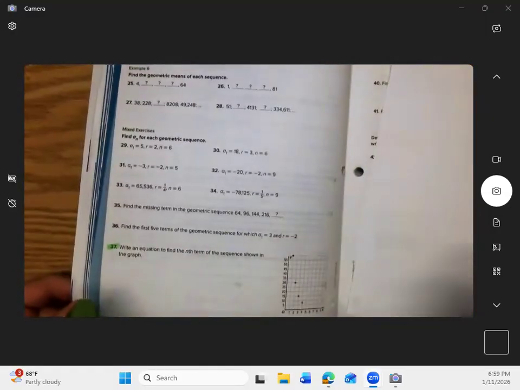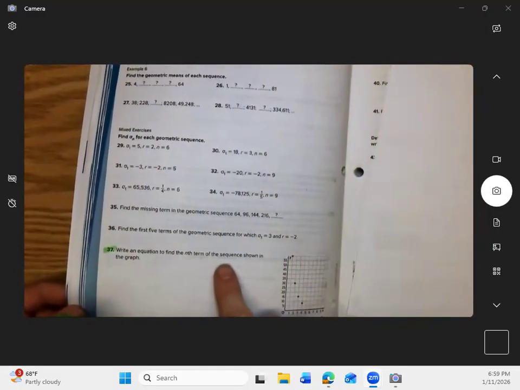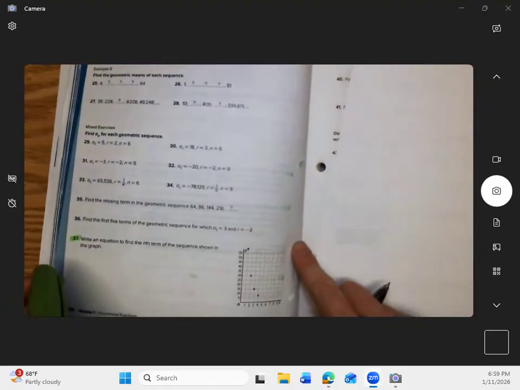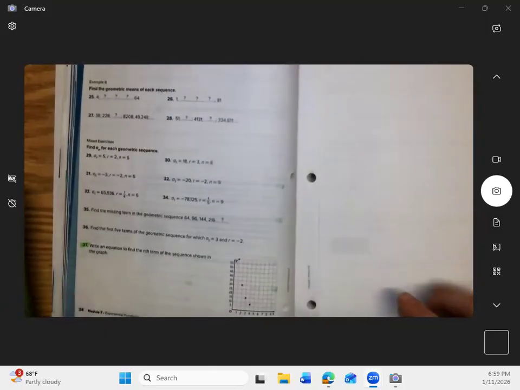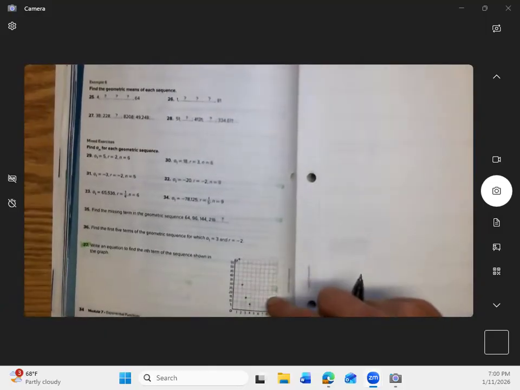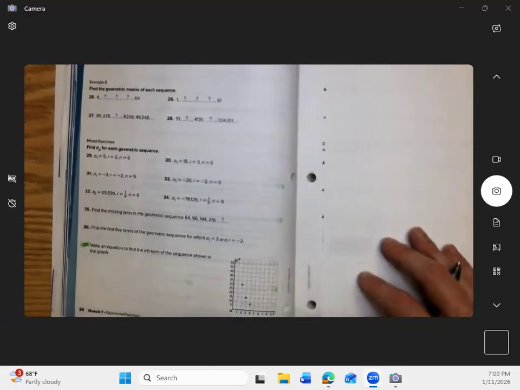Right. So look at 37 down here. So, yeah, that sounds great. Write an equation to find the nth term of the sequence shown in the graph. Ooh, so now we're looking at this graph. Can I write a sequence, right? Now, so I see a bunch of discrete dots. Everything in this lesson has been discrete pretty much.